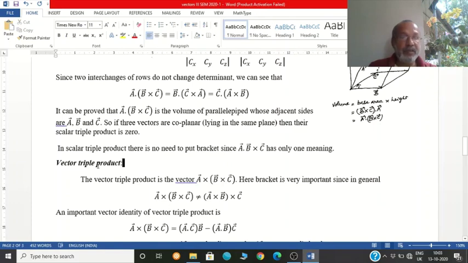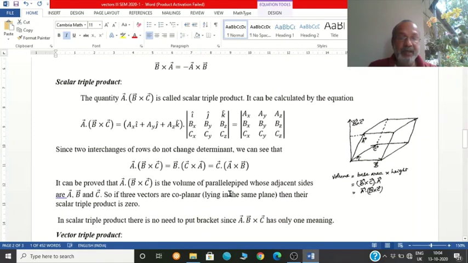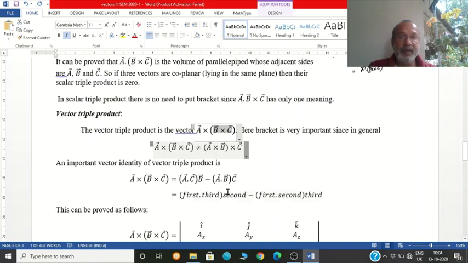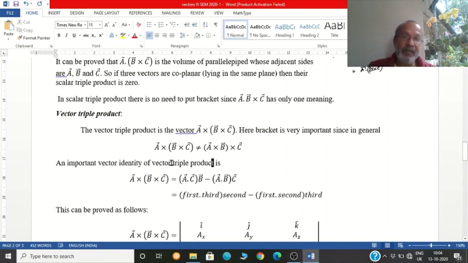Now this vector triple product is A cross (B cross C), and here definitely we have to put a bracket to indicate the correct multiplication. This is because A cross (B cross C) is entirely different from (A cross B) cross C. So the bracket is very important, because if you put a bracket in a different place, you will get another vector.